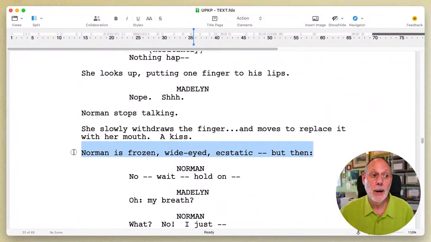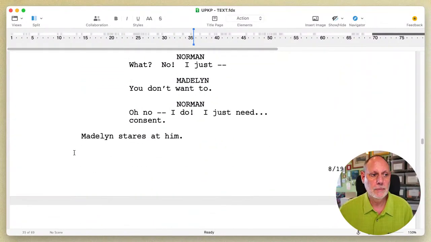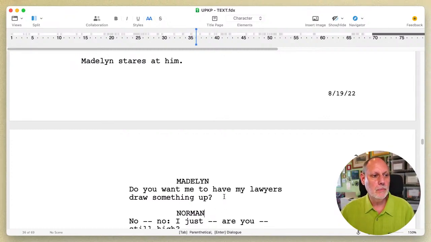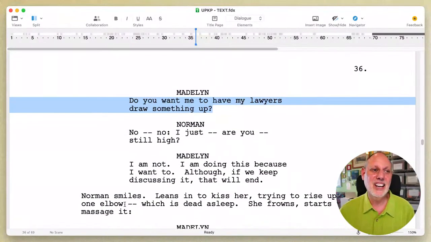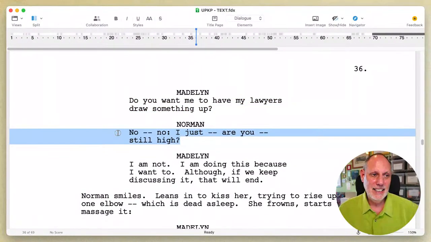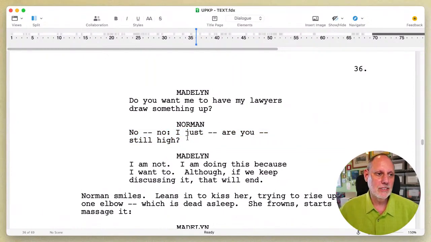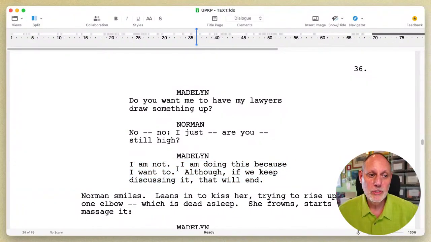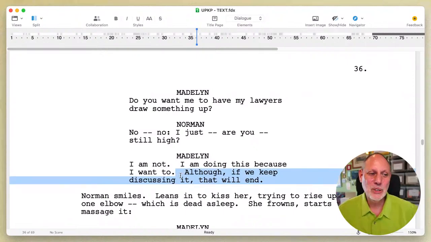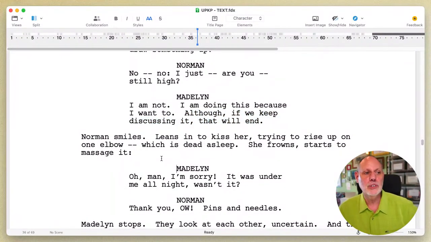And he is thrilled, but concerned. He's like, she may still be stoned out of her mind. I can't do this without checking. So then her arch side, her snarky side, which we have seen often in earlier things, comes up, and he is like, no, just, are you still high? In other words, he's being sincere. She says, I am not. I am doing this because I want to. So she's giving him consent. Although if we keep discussing it, that will end. And this is her way of making sure that he understands, but also keeping that finger on his lips. She does not want to talk.